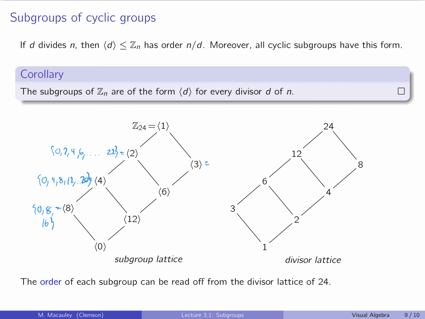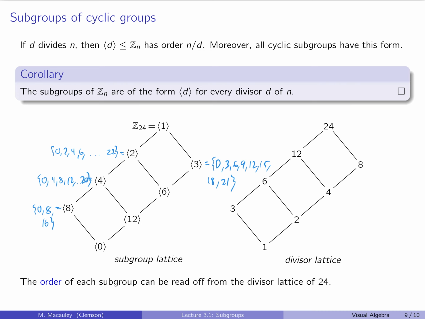And then the multiples of 3: 0, 3, 6, 9, 12. Yeah, I'll write these all out. Why not? 15, 18, 21, etc. So how many multiples of 2 are there in this set? Well, there's 12 of them.